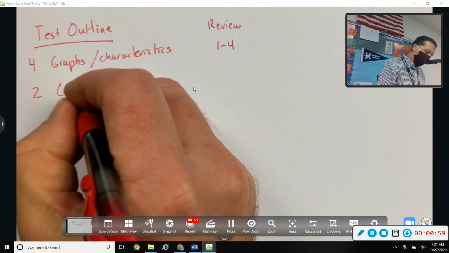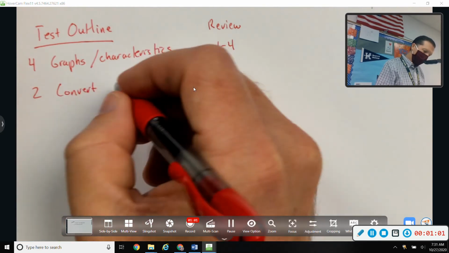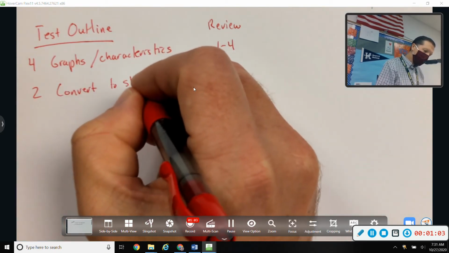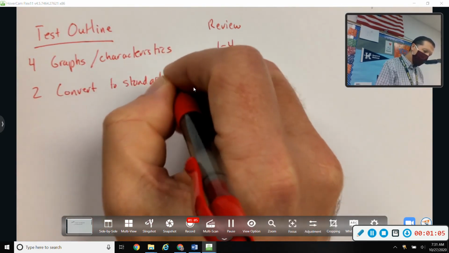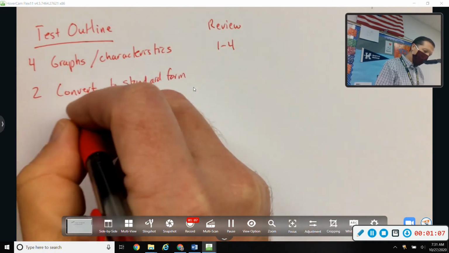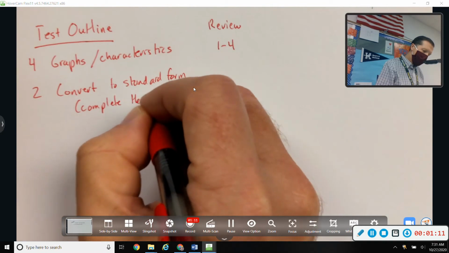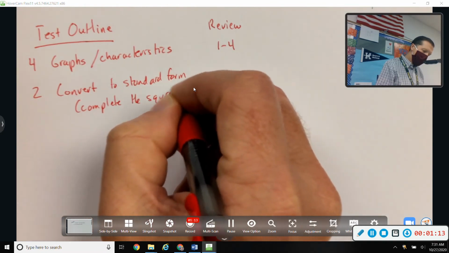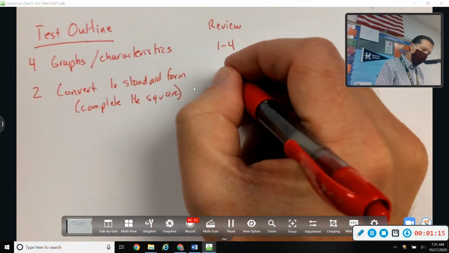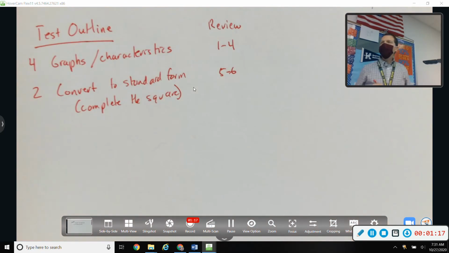And then there's 2, convert to standard form. So that's where you use complete the square. That's like 5 and 6 on the review.